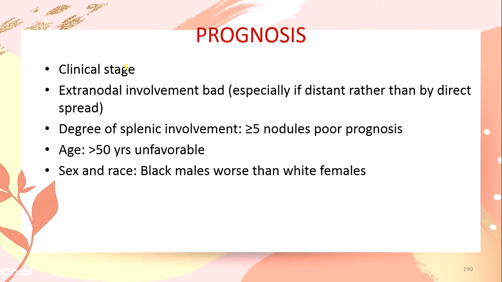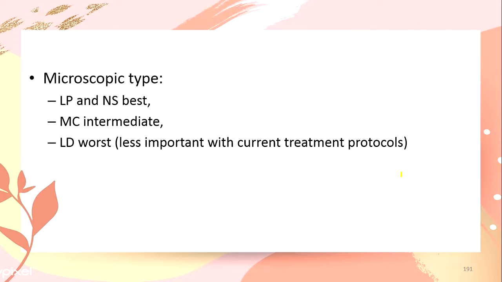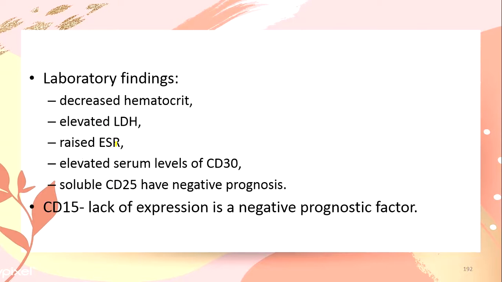Prognosis depends on the clinical stage. Extranodal involvement is bad, especially if distant rather than by direct spread. Degree of splenic involvement, more than or equal to 5 nodes, indicates poor prognosis. Age more than 50 years, unfavorable prognosis. Black males have worse prognosis than white females. On microscopy, LP and nodular sclerosis have the best prognosis. Mixed cellularity has intermediate prognosis, and lymphocyte depleted has the worst prognosis.